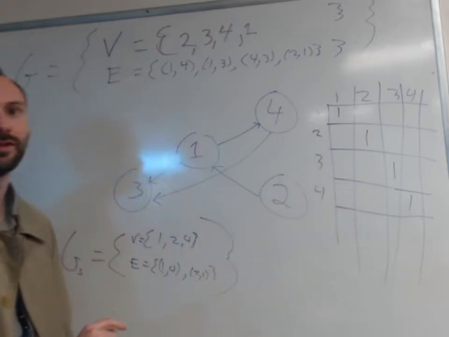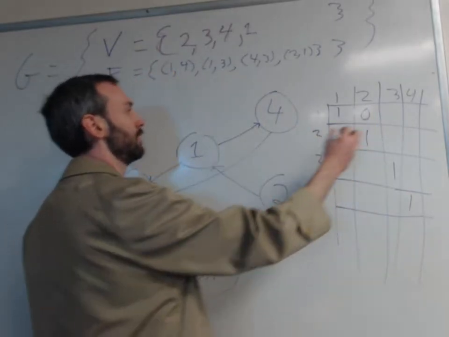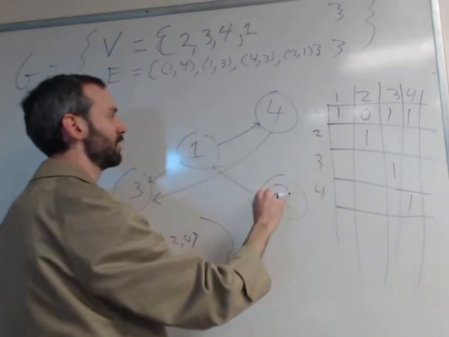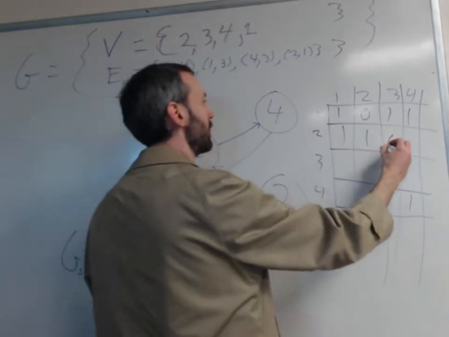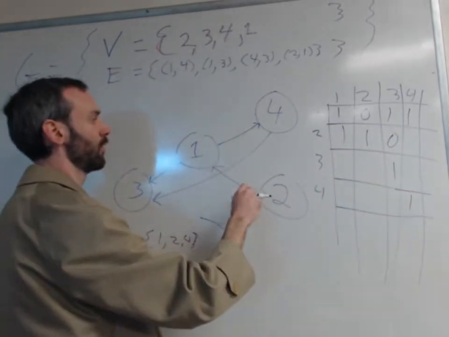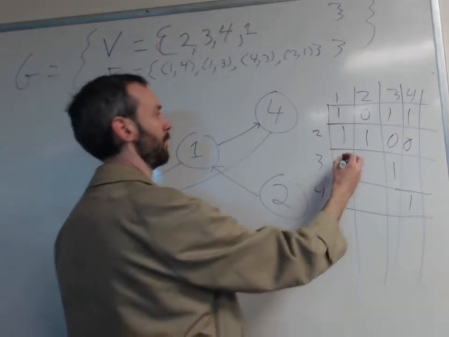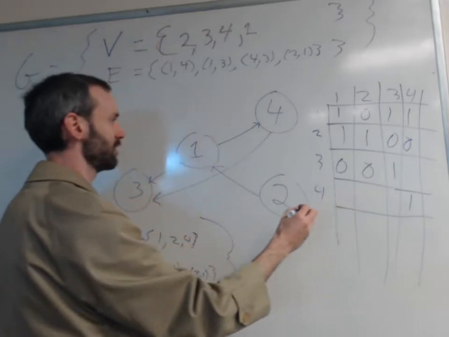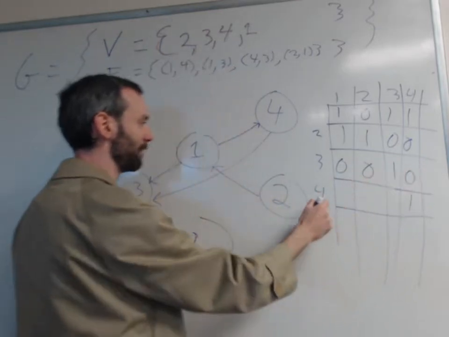Is 1 adjacent to 2? Is 1 adjacent to 3? Yes. Is 1 adjacent to 4? Yes. Is 2 adjacent to 1? Is 2 adjacent to 3? No. Is 2 adjacent to 4? No. Is 3 adjacent to 1? No. Is 3 adjacent to 2? No. Is 3 adjacent to 4? No. Wow, 3 is a loser in this one.